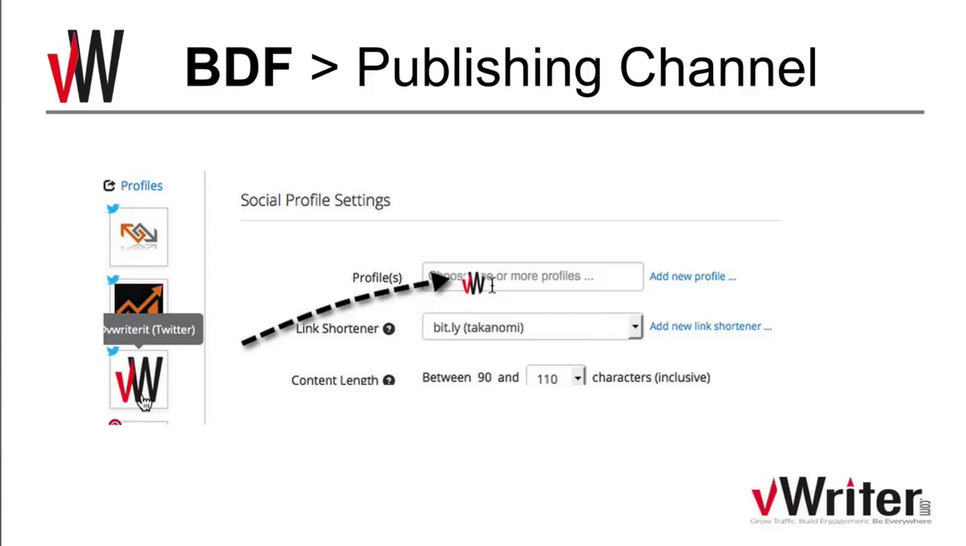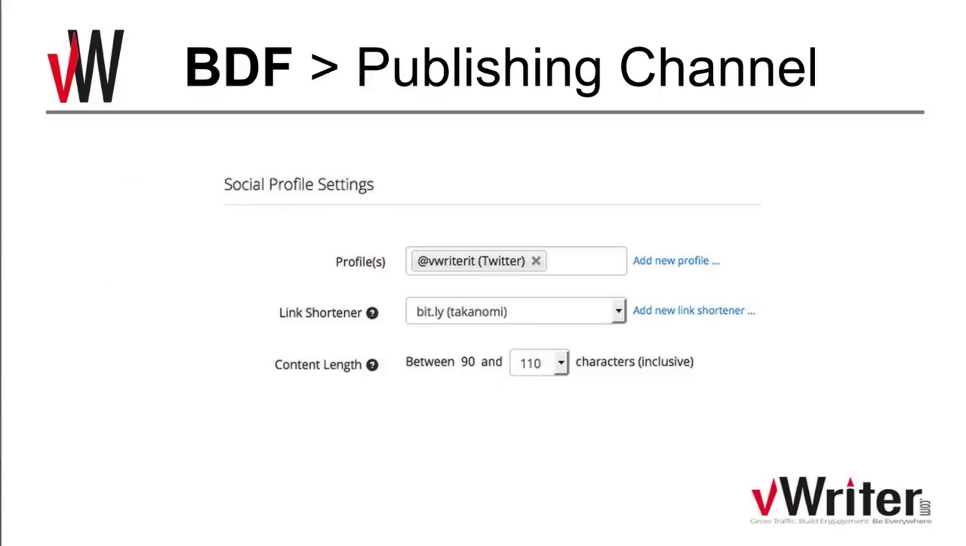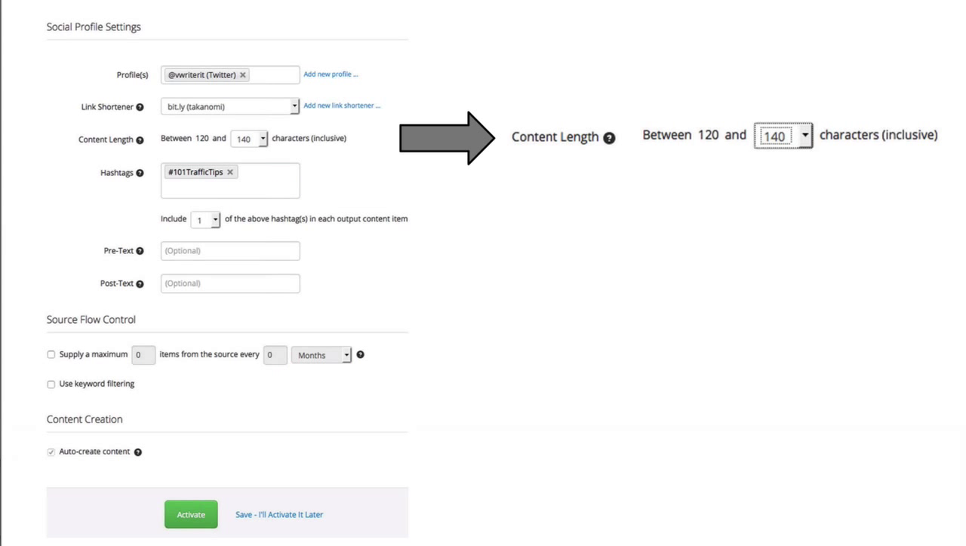And I'm then wanting to post to Twitter. So I just drag across the Twitter icon you can see on the left there, drag it across with my mouse, drop it on the profiles, and it will show there. Or you can just click on the profiles field and select it. It's whatever you feel more comfortable with. Let's go through a couple of other settings. The content length, you can set that as you want to. I'm going to set that to the maximum.